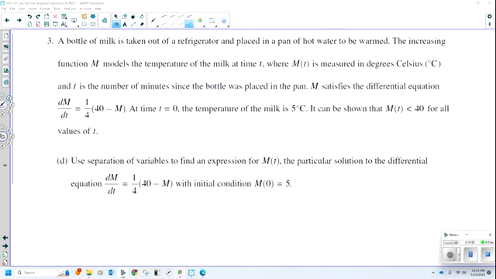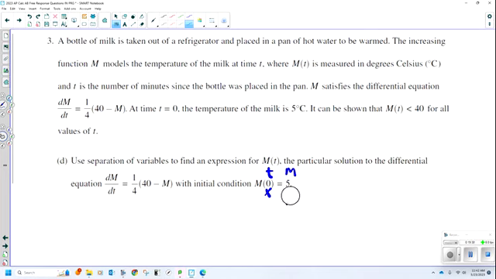Oh, man. I don't mean to get excited. I knew this was going to happen. Separation of variables. Separable differential equations. I love it. D, use separation of variables to find an expression for M of t, the particular solution to the differential equation dM/dt equals 1/4 (40 minus M) with the initial condition M of 0 is 5. Okay, this is your t, this is your M. If you want, this is like an x, this is like a y. But we're going to use t and M.